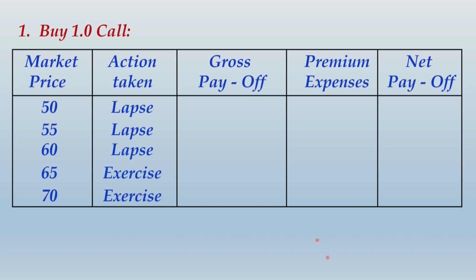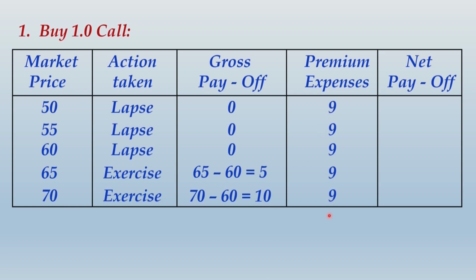Gross payoff for a call option, when it gets lapsed, it is 0 simply. When it is exercised, it is MP minus EP. So 65 minus 60, 5, then 70 minus 60, that is 10. Premium expenses for any case would be just 9, and net payoff is gross payoff minus premium expenses. So first three case it will be minus 9 each, and thereafter 5 minus 9 would give you minus 4, and 10 minus 9 would give you just 1 rupee of net profit. So write up all these calculations and then we shall move ahead.